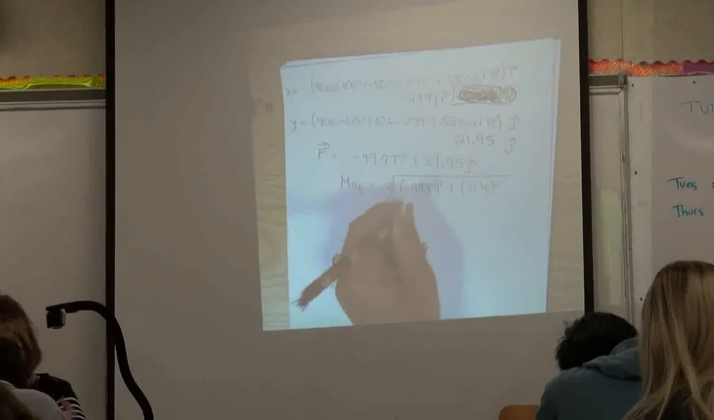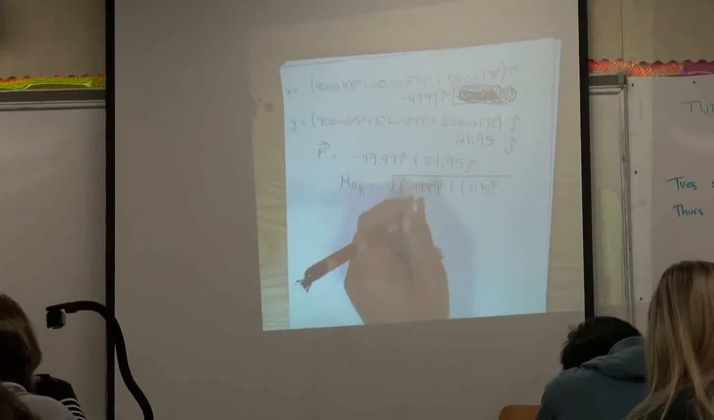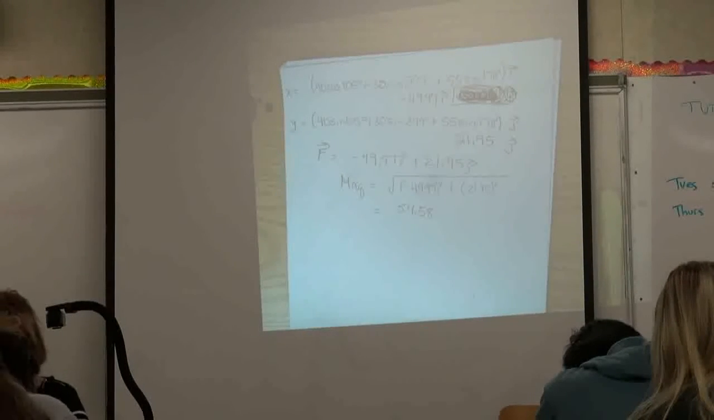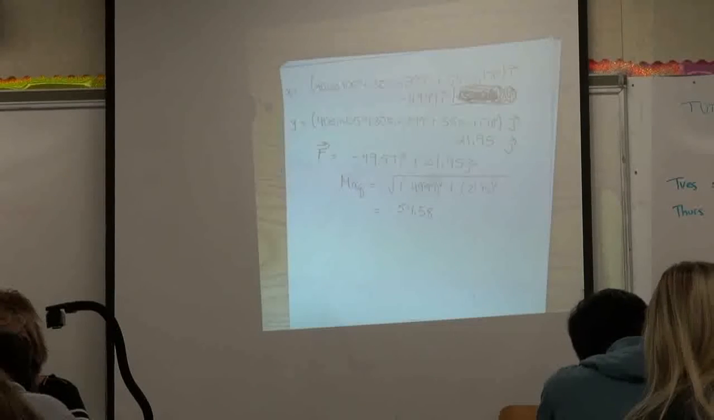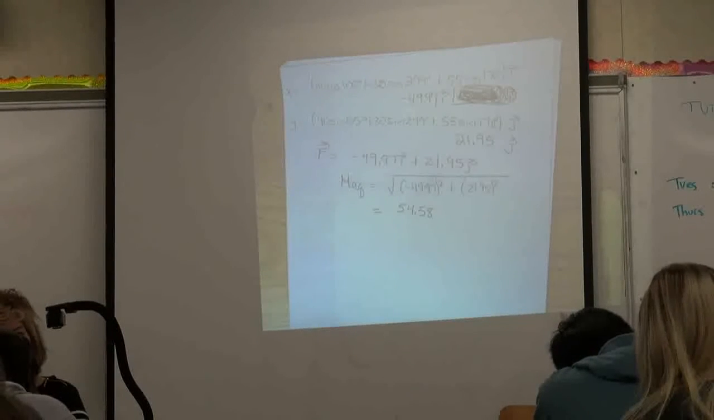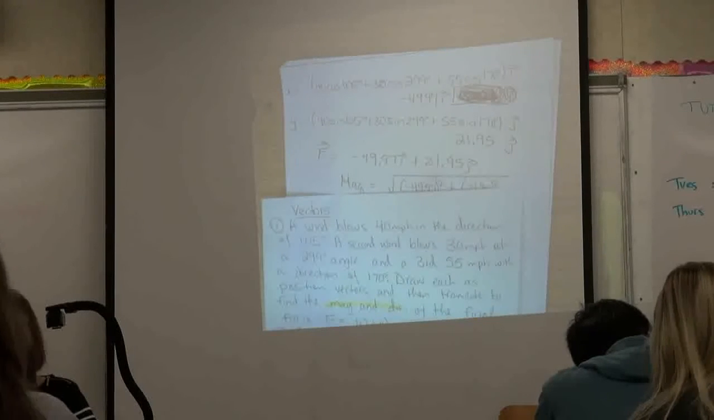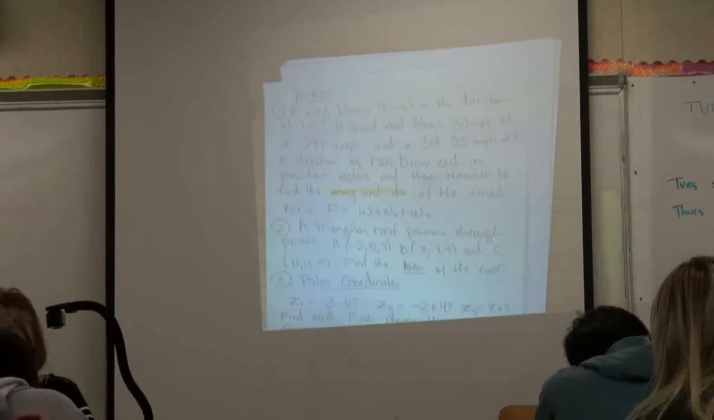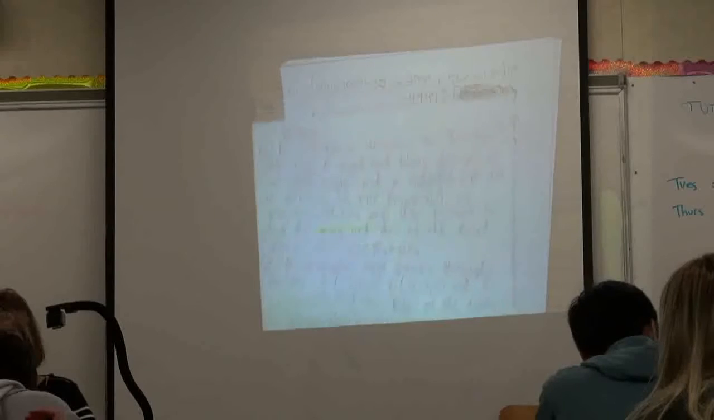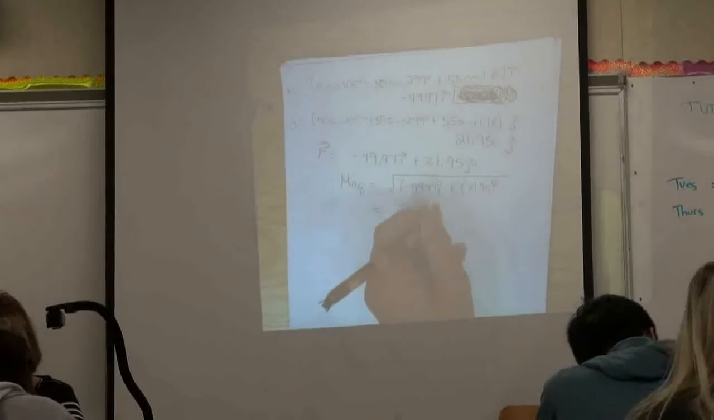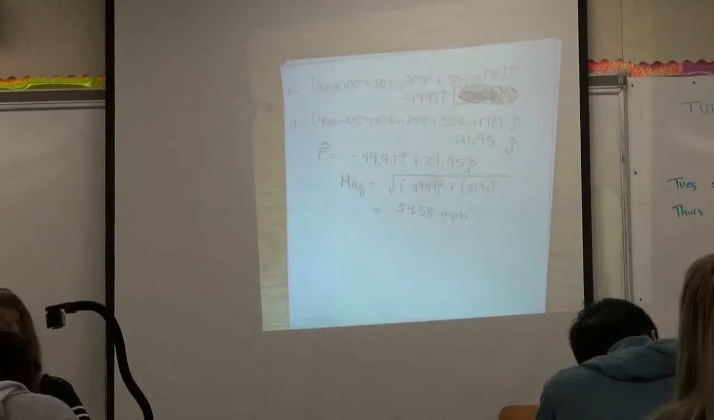54.578, so 54.58. Is that wrong? Okay. And should there be a label for it? What were the other magnitudes? Miles per hour, so this one should be miles per hour.